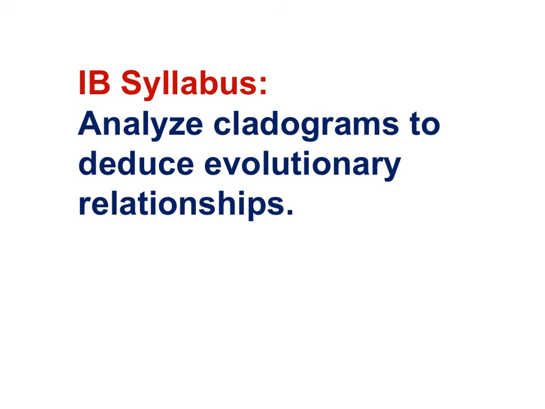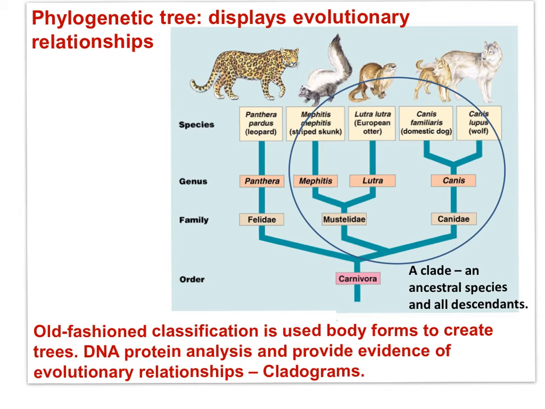Let's continue with an analysis of cladograms to deduce evolutionary relationships. Here is a phylogenetic tree displaying the evolutionary relationships among species. Historically, phylogenetic trees were built using body form as the only evidence. Today, cladograms are more accurately constructed using DNA and amino acid sequence data as evidence. I've circled a clade. Review your understanding of a clade. It is an ancestral species and all of its descendants.